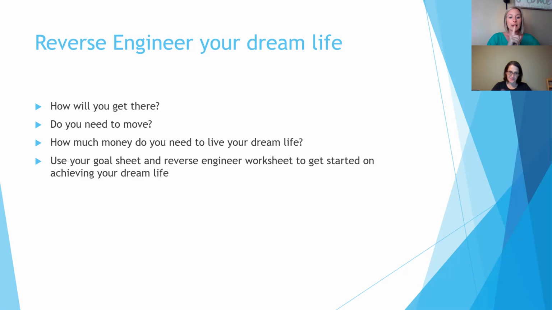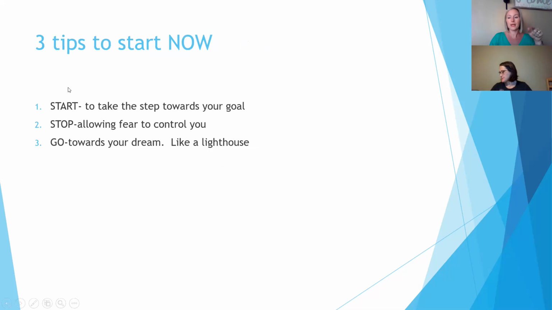Okay, so now on the reverse engineer worksheet, we're going to get started. So the top one is 5 years. On the reverse engineer sheet, it's the top goal. I think it says 5 years. Is that correct, or does it say 3 years? Okay, it says 5 years.